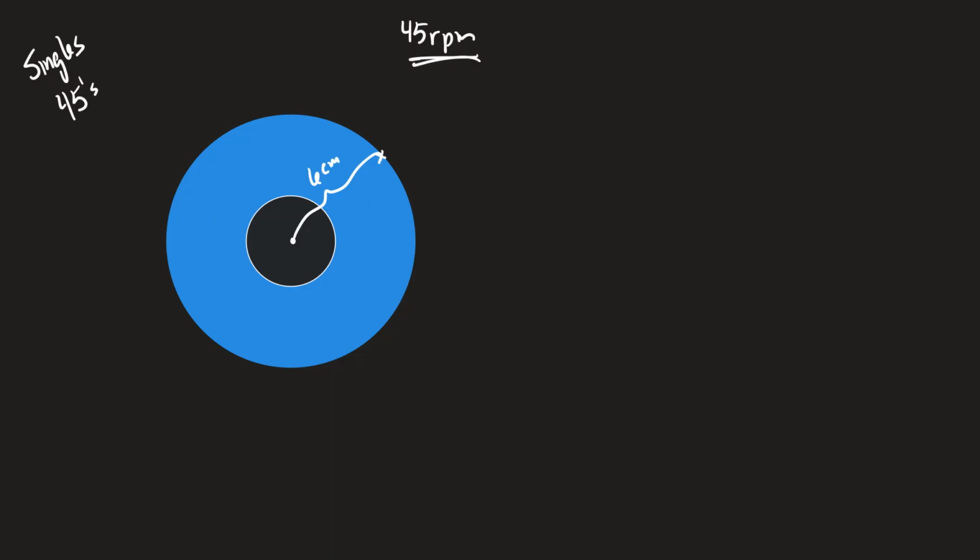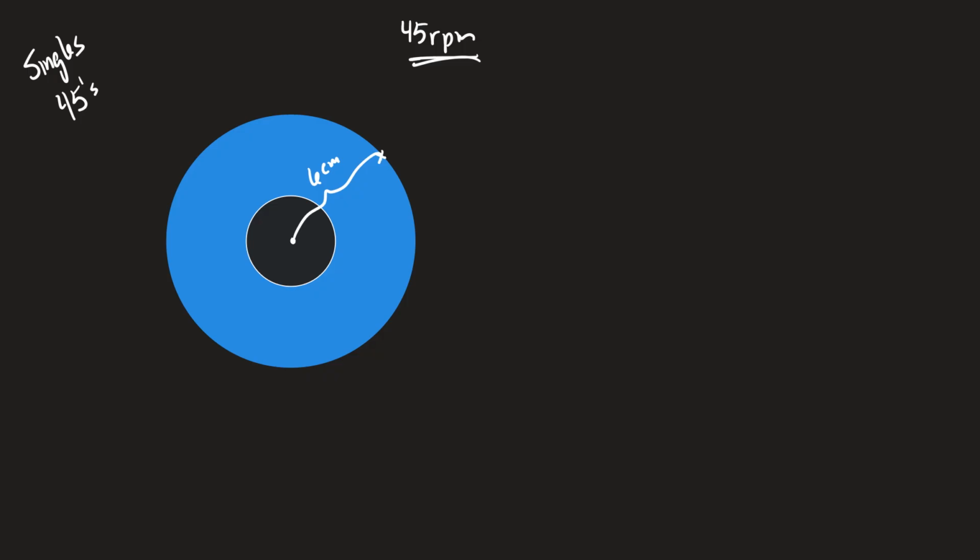So here's a question. I would like to know how fast the edge of a 45 is moving when the disc is being played. I'll say it again. I want to know how fast the edge of a 45 is moving when the disc is being played. We're going to convert from the rotational speed of the disc to the linear speed of the edge. All right, this is our example.